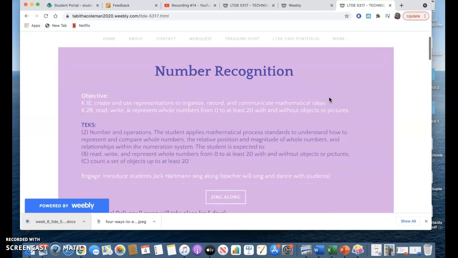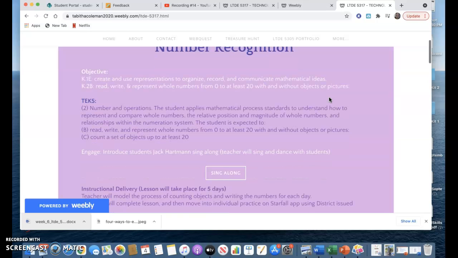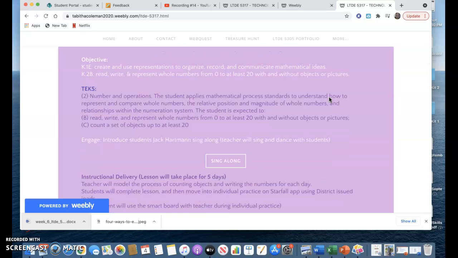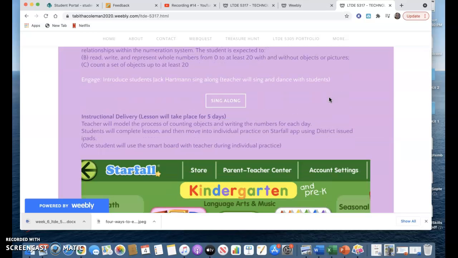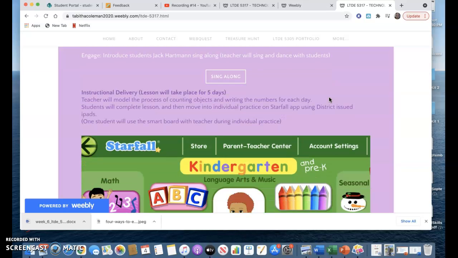So I ended up doing number recognition. I'm a kindergarten teacher, so this is our main objective in math, to make sure that the students can read, write, and represent whole numbers from 0 to 20, which incorporates a lot of music, a lot of visuals, a lot of games that the students do, not only in whole group, but individually.